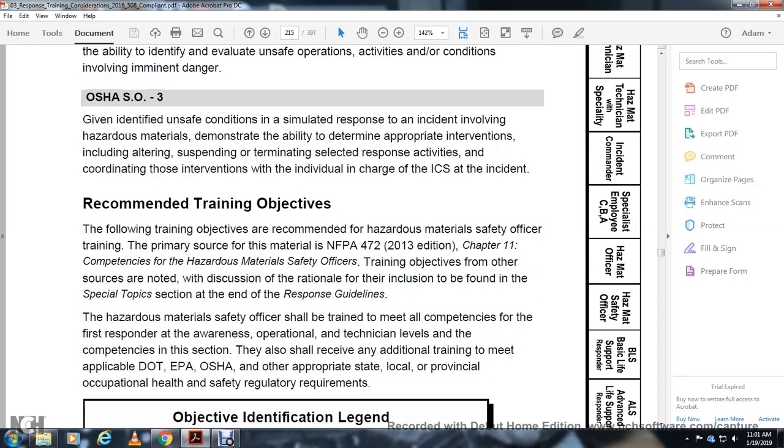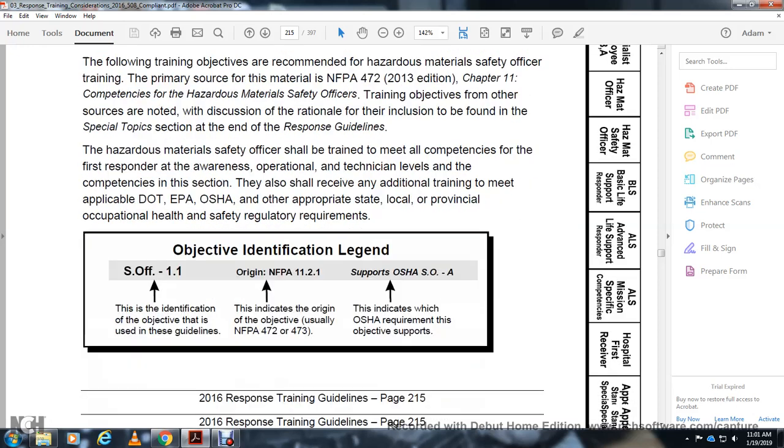The following training objectives are recommended for the hazardous materials safety officer training. The primary source of the material is the National Fire Protection Association, 2013 edition, Chapter 11, which comes to the hazmat safety officer with the training objectives. The other sources are the discussion rationale of the inclusion beyond the special topics section and with the response guide. The hazmat safety officer should be trained in all the competencies of the first responder awareness, operational, and technical levels. When it comes to this section, the officer should be with additional training to meet the EPA, the OSHA, and other appropriate state, local, and provincial occupational health and safety regulatory requirements.